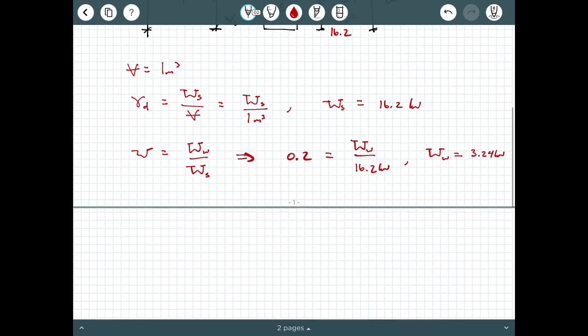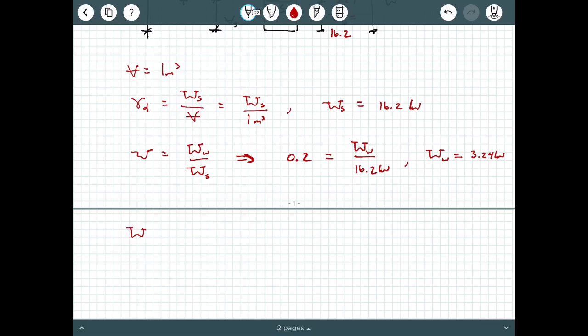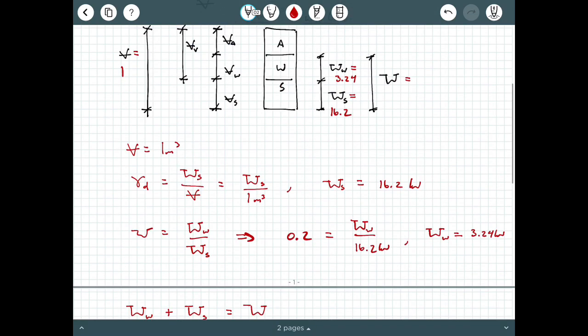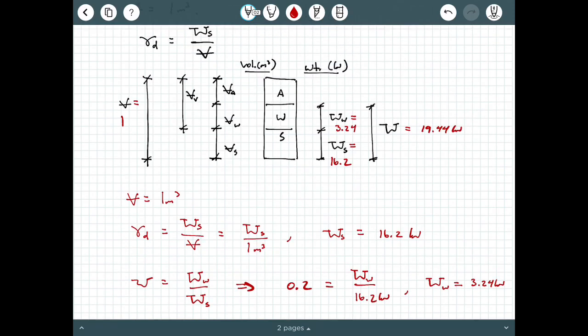3.24. Now that I have my weight of water and weight of soil solids, I can add them together to get my total weight, can't I? And so adding those two together, what do I get for total weight? Well, 3.24 plus 16.2, and I get 19.44 kilonewtons as my total weight, okay? So if you look at this carefully, the whole weight side is finished now, right? We're done with the weight side.